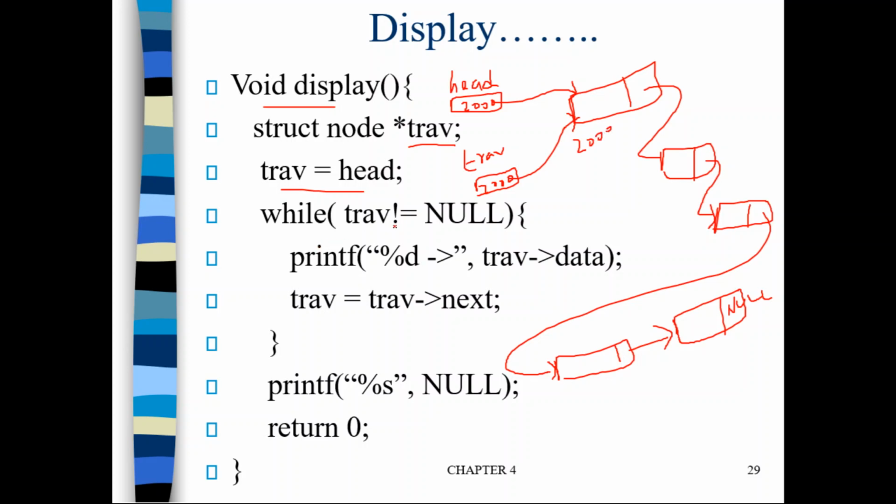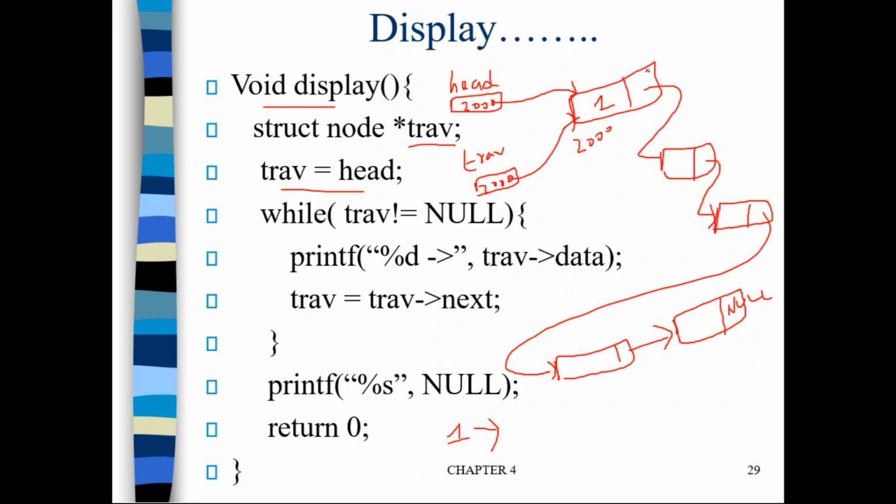Then what we do here: while traverse not equal to null, printf %d traverse arrow data. Is traverse null? No, it's not null. So then we do printf %d traverse arrow data. What's the first data here? Traverse is pointing to the first node, so what is its data? 1. So it will display 1, followed by this arrow mark, meaning the first node is going to point to some other node. And then traverse is equal to traverse arrow next.